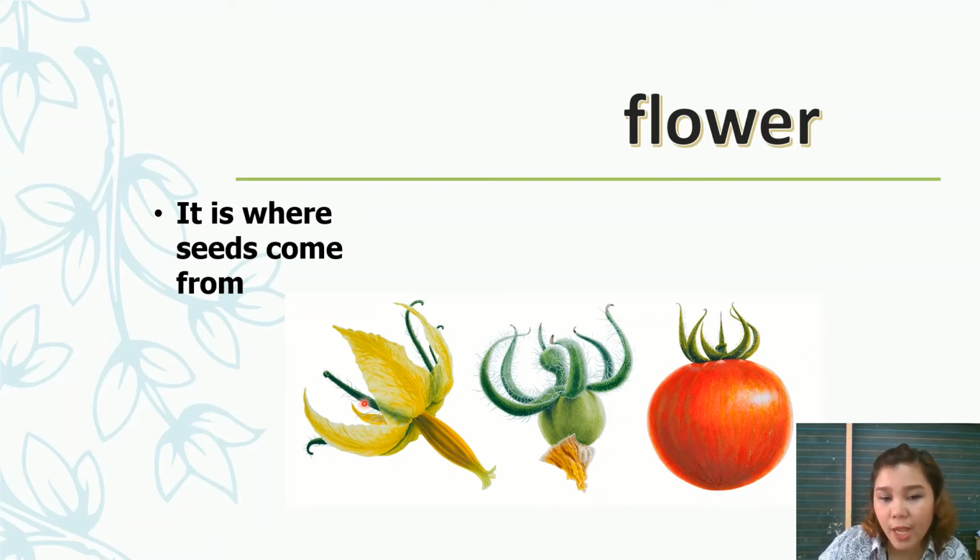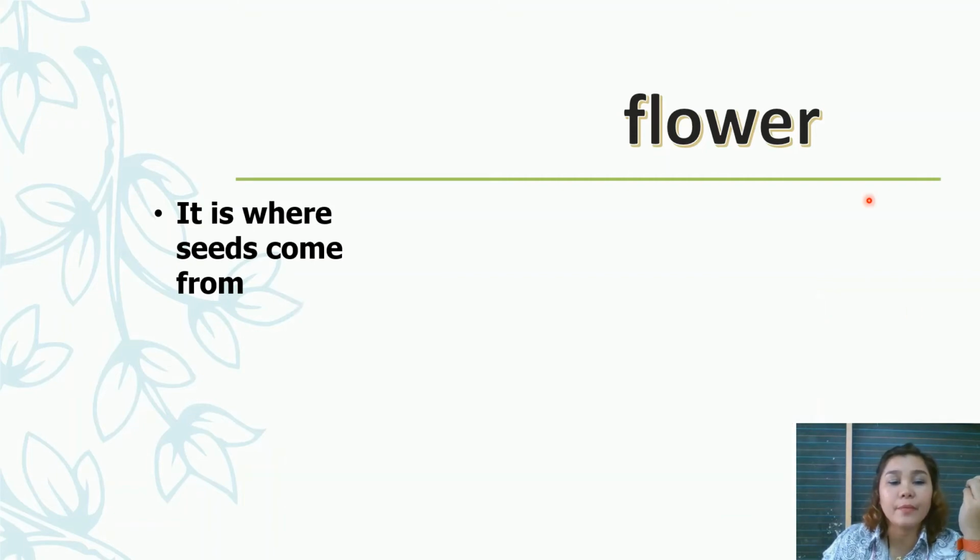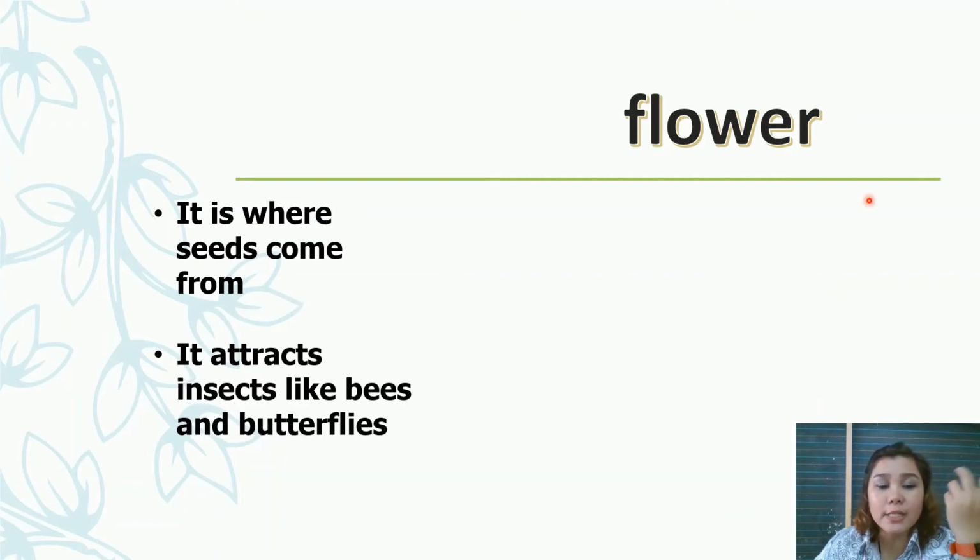So from the flower, what happened is, when it matures, something green grows in the middle. This is the beginning of the fruit. And then the petals are gone, they have fallen off. And then soon, the green fruit becomes bigger and ripe until it becomes a tomato fruit. Yan. And then another, it attracts insects like bees and butterflies.